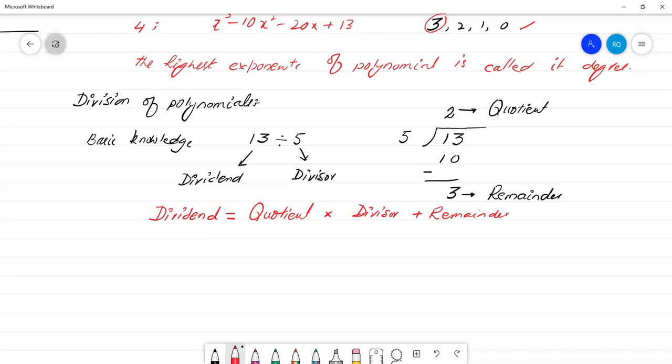So suppose the dividend is 13 over here. Then we have the sign of equality. Quotient is 2, divisor is 5, remainder is 3. If you calculate, you will get 13 is equal to 13. So whenever there is a long division process, with a dividend and a divisor, that identity or equation will be applicable. इसको बेटा याद रखना है. ये तो मैंने अभी बेसिक नॉलेज बताई है आपको.